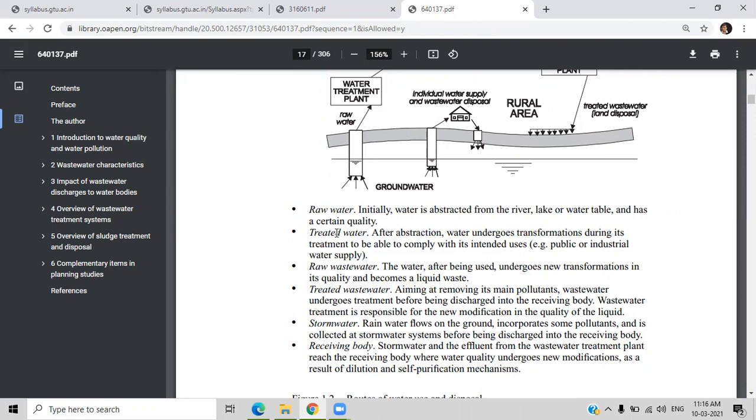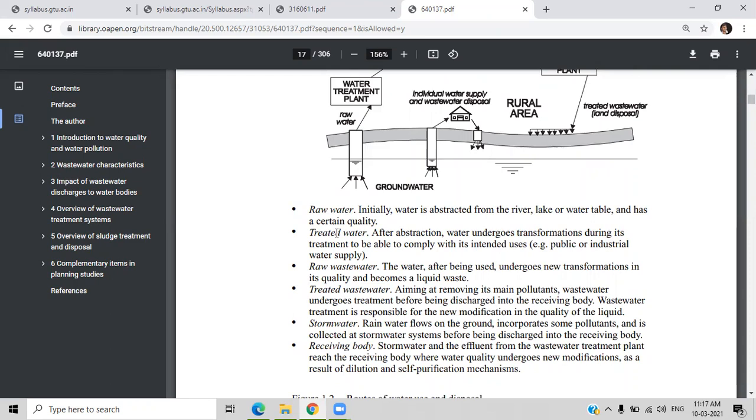The second is treated water. After abstraction, water undergoes transformation during its treatment to be able to comply with its intended uses. Then raw wastewater: the water after being used undergoes a new transformation in its quality and becomes a liquid waste. So after the use of the water is completed, the remaining water with the impurities and waste is called raw wastewater.